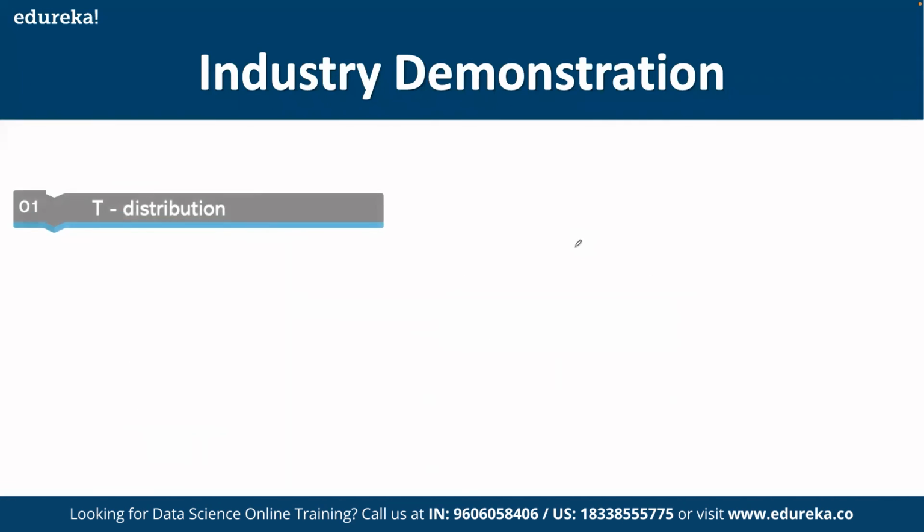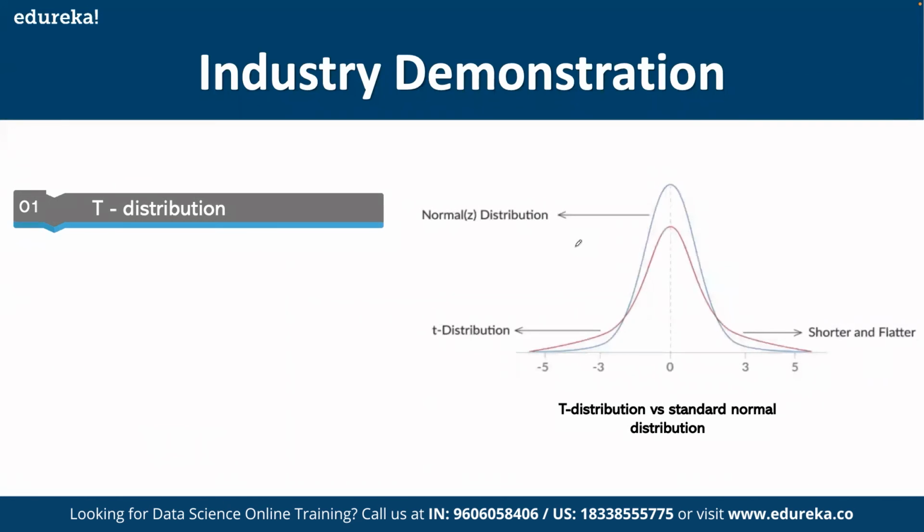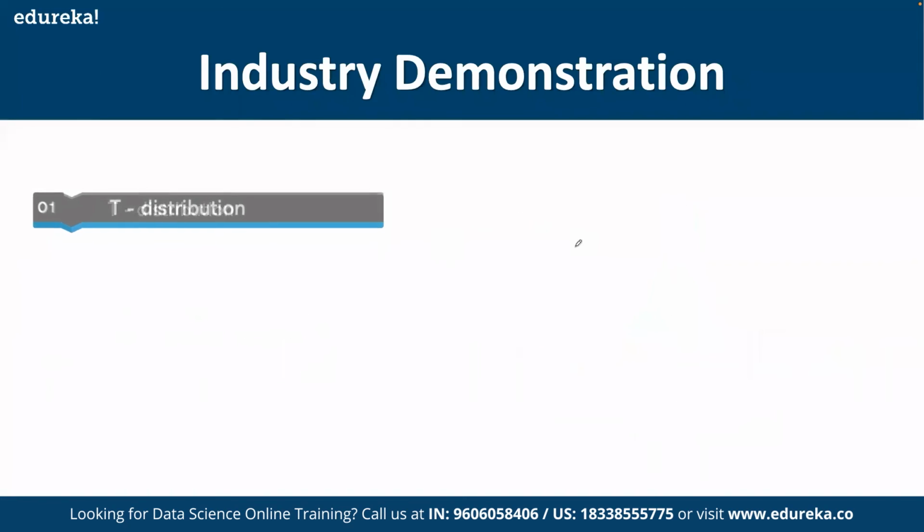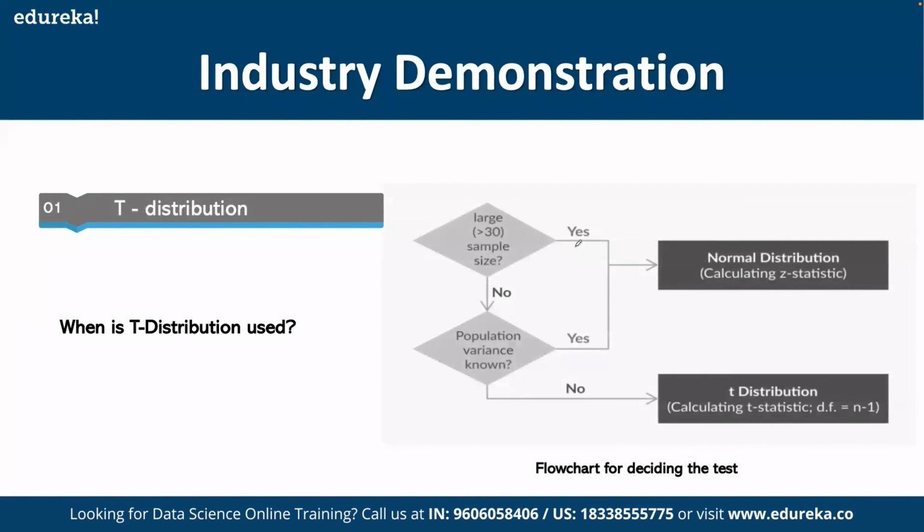And apart from that, we've got the t-test and the t-distribution. Coming to the t-distribution, this is a diagram which describes it. The t-distribution is a little bit shorter and flatter. At a sample size beyond 30, the t-distribution becomes approximately equal to the normal distribution. We use the t-distribution when we are calculating the t-statistic with degrees of freedom n-1. This is how we decide whether to use the t-distribution or normal distribution.